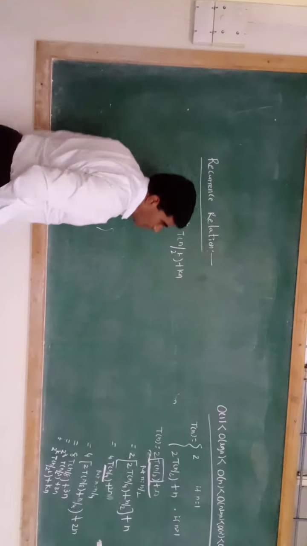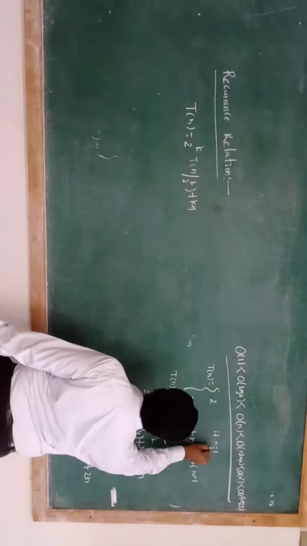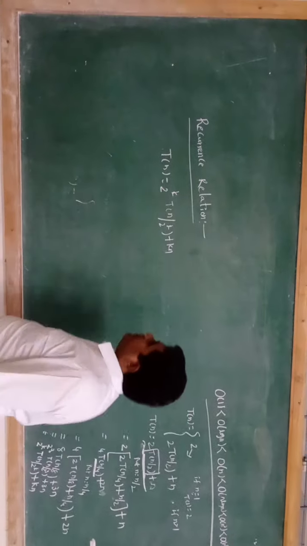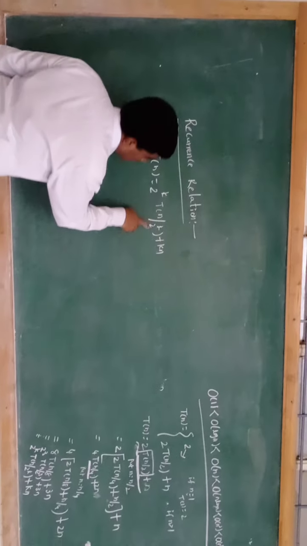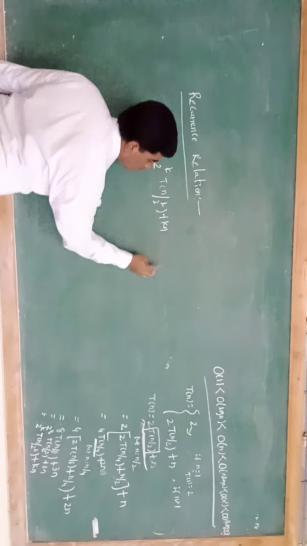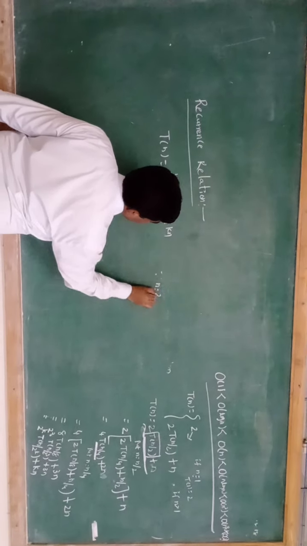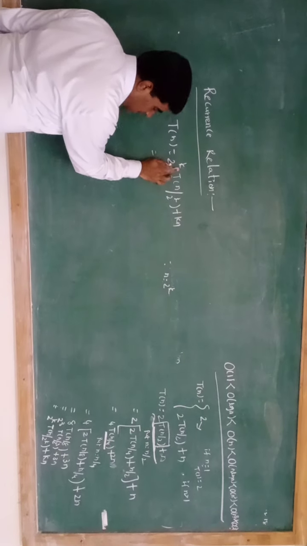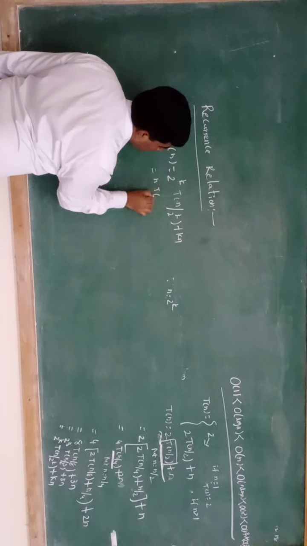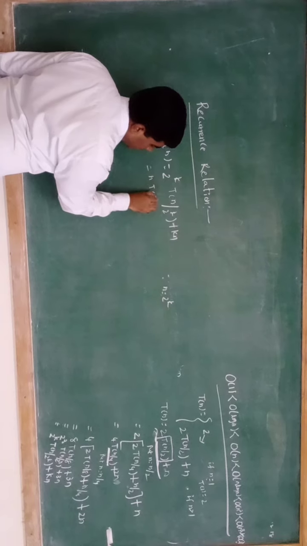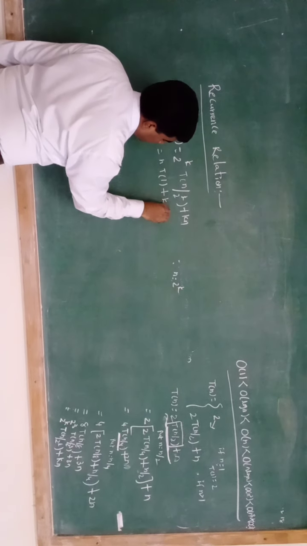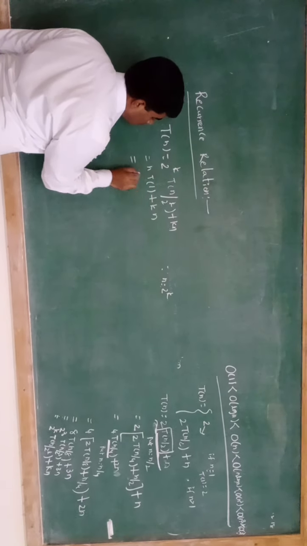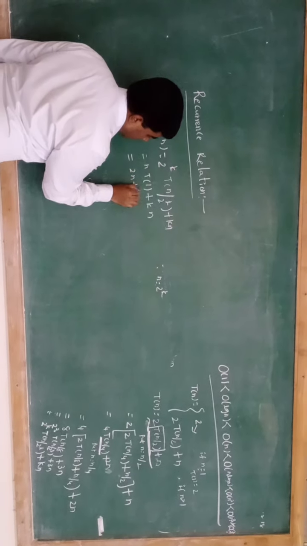We know the value of T of 1. If n equals 1, what is T of 1? T of 1 equals 2. When will it become T of 1? When n equals 2 raised to k. Wherever 2 raised to k is there, we apply: 2 raised to k into T of 2 raised to k by 2 raised to k, T of 1, plus k n. Now what is the value of T of 1? 2. So n into 2, 2n plus k n.